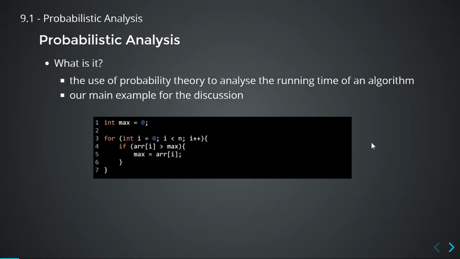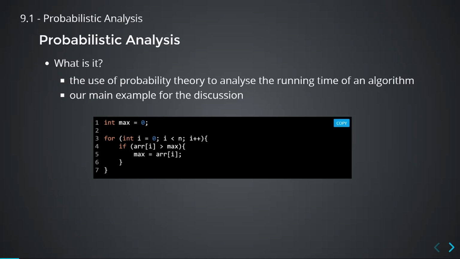So probabilistic analysis, what is it? This is when you use probability to analyze the running time of an algorithm. I should probably say the average case running time of an algorithm. We never talk about best case, because who cares about best case, right? But before, we only talked about worst case running time of an algorithm. And I can mention at the start that average case is kind of hard to derive, and this will show you some of that. And this is going to be the main example in our discussion.